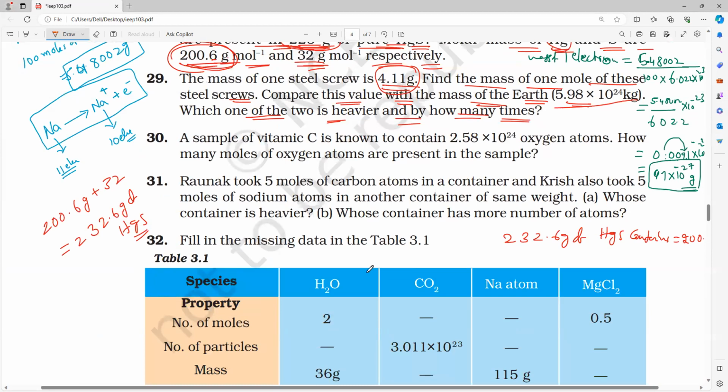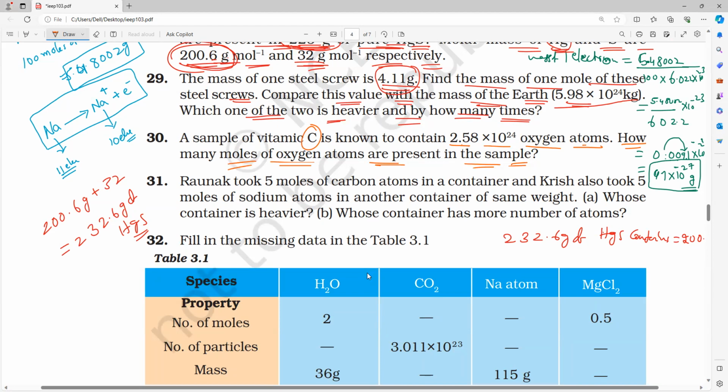A sample of vitamin C is known to contain 2.58 into 10 power 24 oxygen atoms. Sorry, oxygen atoms, not grams. Now, how many moles of oxygen atoms are present in the sample? That is what they are asking. How many moles?